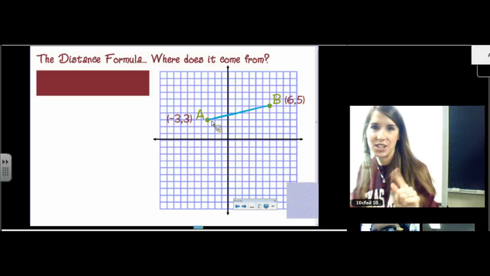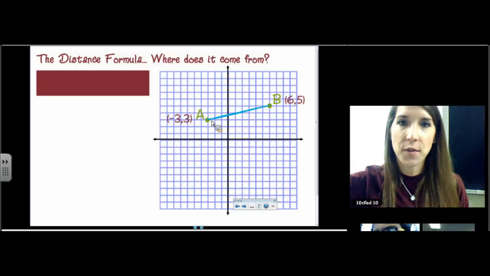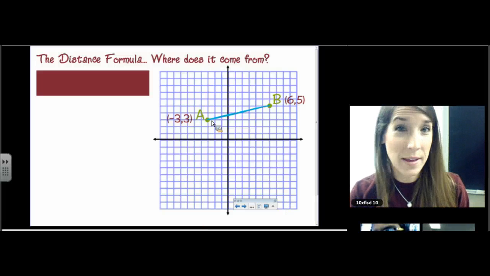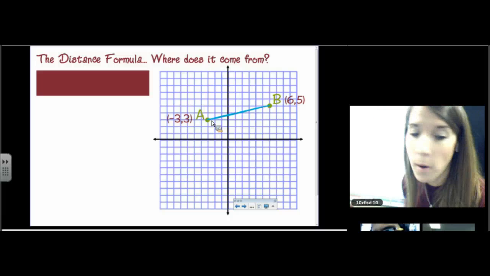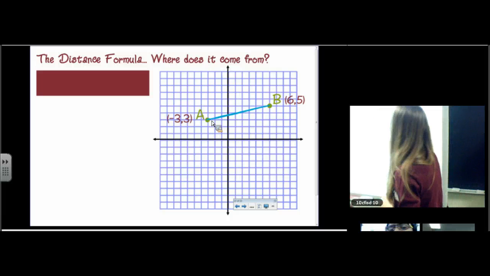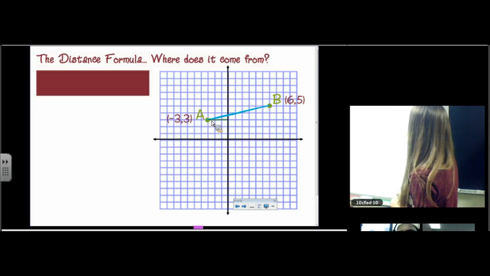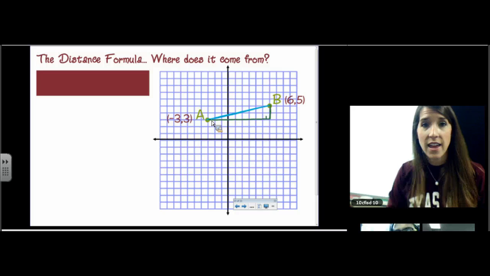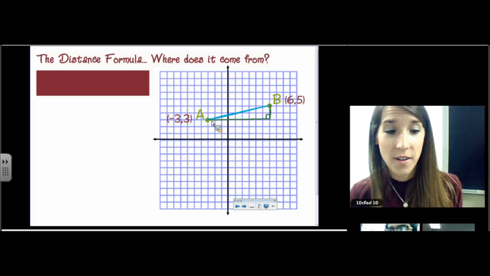Here's what you can't do. You can't count with your finger. You cannot count the squares diagonally. It is off limits. It's not allowed. But what we are allowed to do is count horizontally and count vertically. That's totally allowed. Okay?